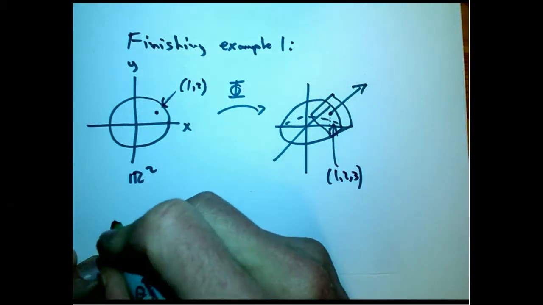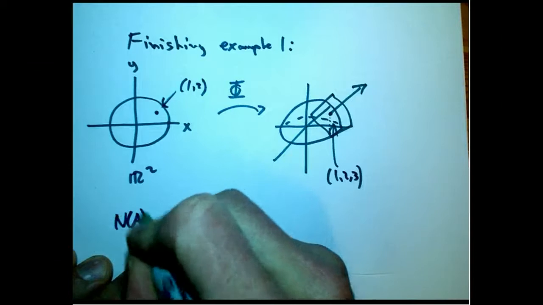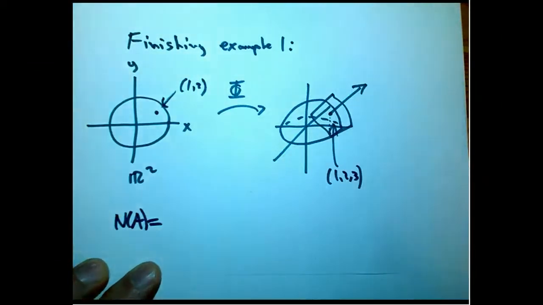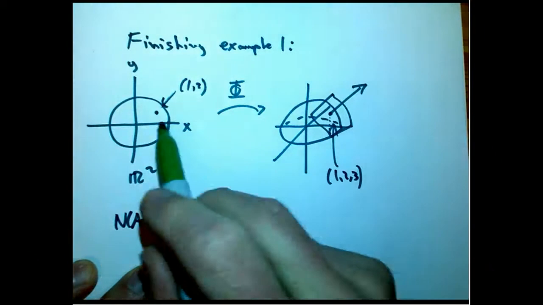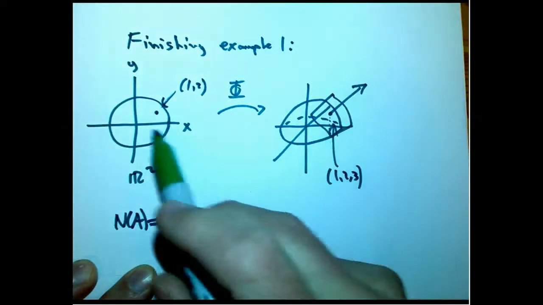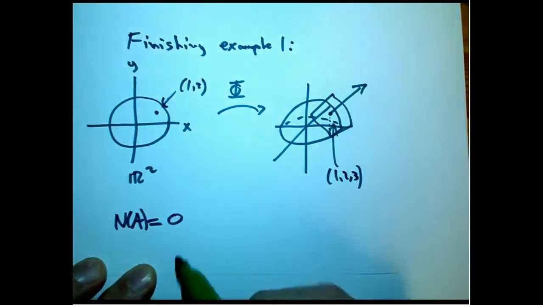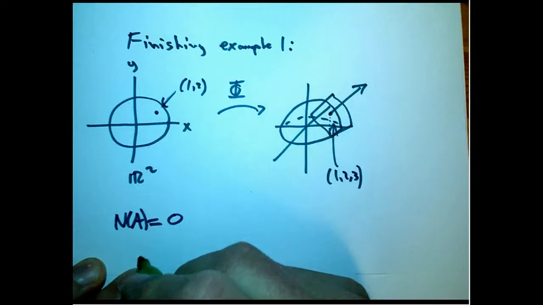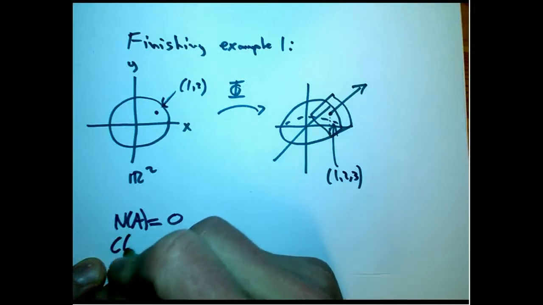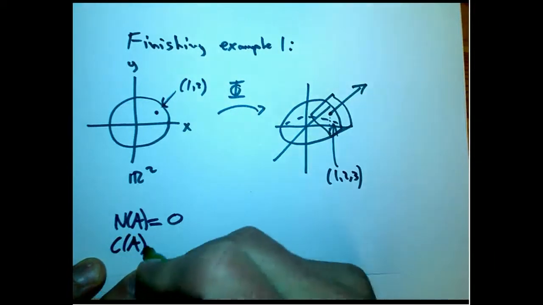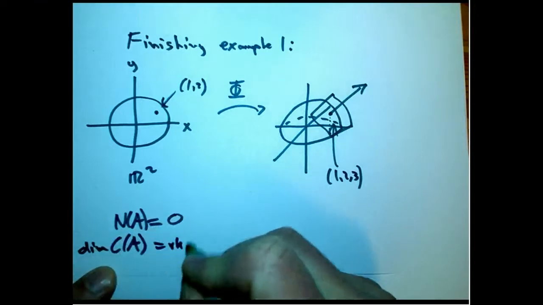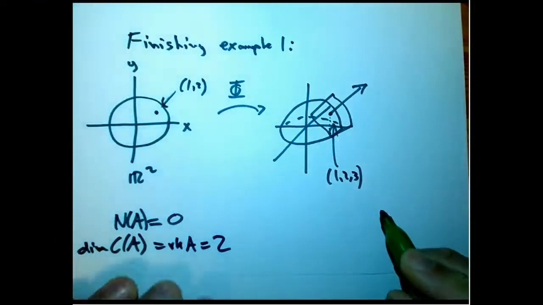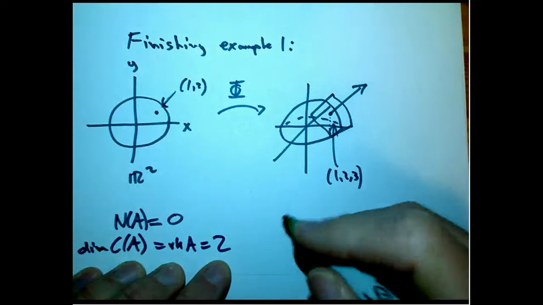A, which was d phi, the null space of that, key thing there is that it's as small as possible. It's 0 because this is a parameterization map. It's regular. That's got to be 0. And therefore, the column space of A is as big as possible. And so the dimension of that, which is the rank of A, is 2. And the key thing is that it's as big as possible.